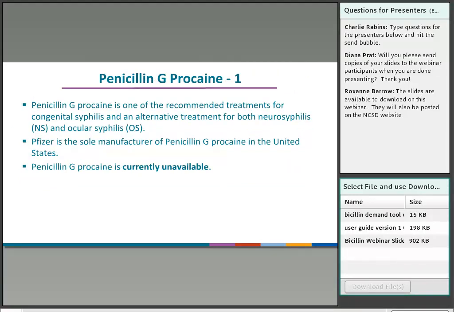So let's move on to the penicillin G procaine. As a review, it's one of the recommended treatments for congenital syphilis and an alternative treatment for both neurosyphilis and ocular syphilis. Pfizer is also the sole manufacturer of penicillin G procaine in the U.S., and the penicillin G procaine is currently still unavailable, so there is no stock currently on hand.